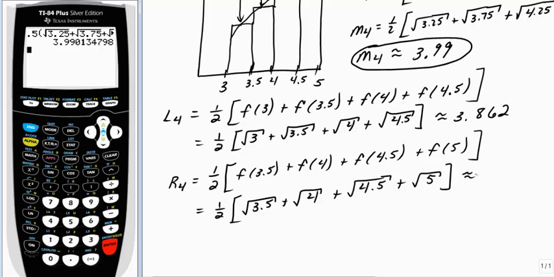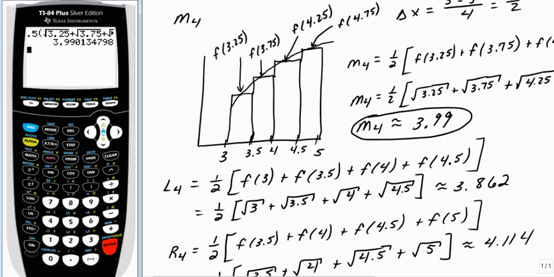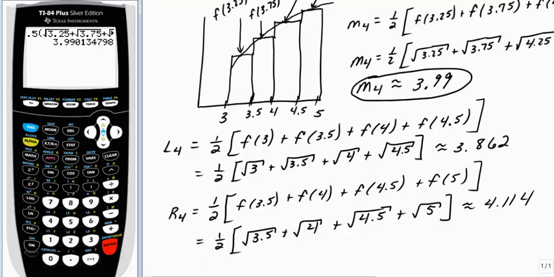When I did that earlier, I got the approximated answer of 4.114. Now, notice, since this is an increasing curve, the square root function increases as x increases, the right-hand approximation, since it's using the right-hand endpoints in each case, will always be greater than, in this case, the midpoint, and the midpoint, of course, will be greater than the left-hand endpoints.